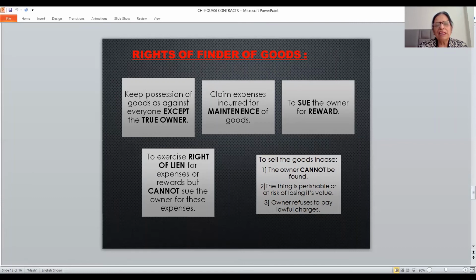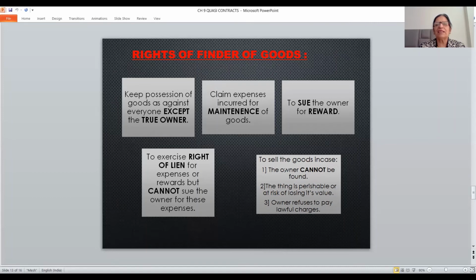All the expenses which he has incurred, say he has incurred to the tune of 200 rupees, then the owner must pay 200 rupees to the finder. If the owner doesn't pay, the finder has the right of lien. He has a right to retain the goods till his expenses are paid.